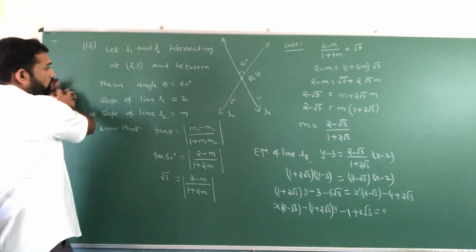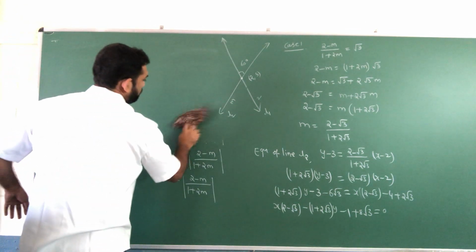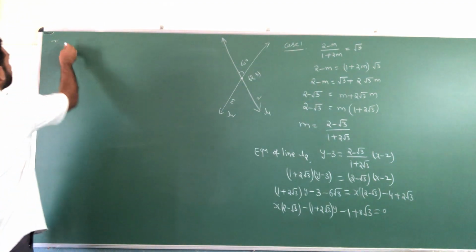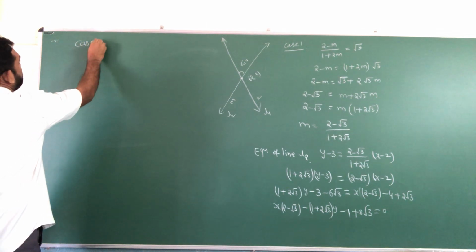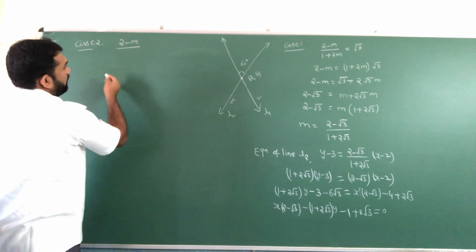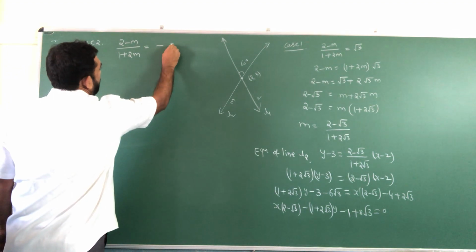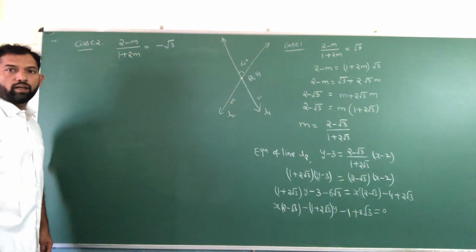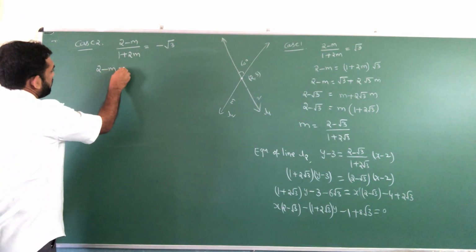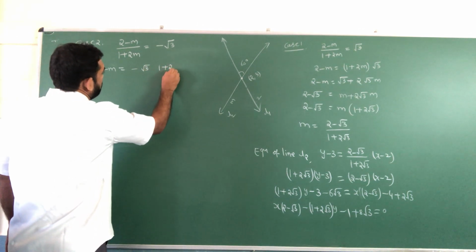So next, Case 2. You have to see Case 2: (2 minus m) divided by (1 plus 2m) is equal to minus root 3. So cross multiply. 2 minus m is equal to minus root 3 into (1 plus 2m).